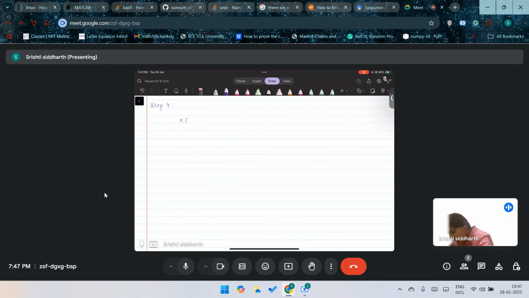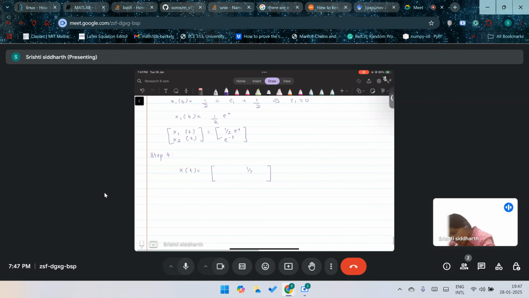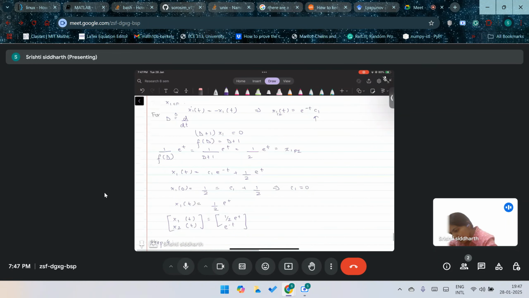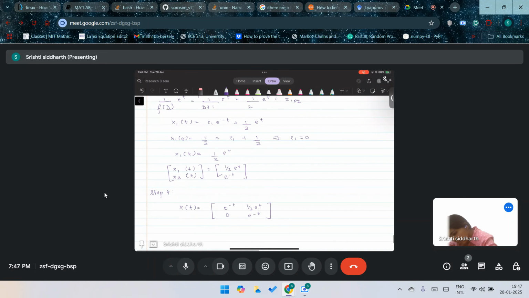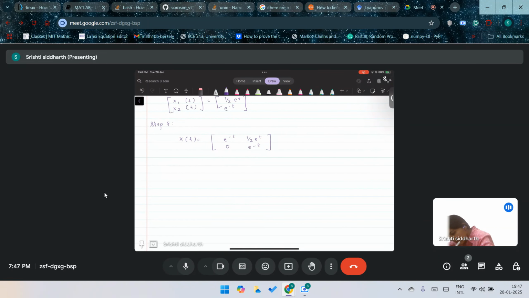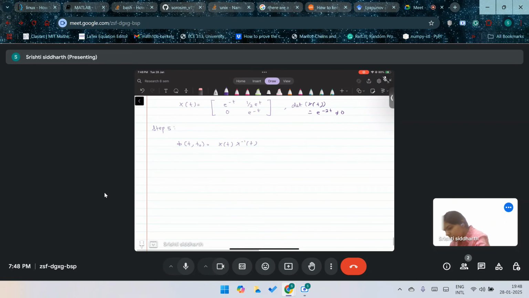So the fundamental matrix X(t) is half e to the power t, e to the power minus t, and e to the power minus t, 0. Now let's compute the state transition matrix phi at t comma t naught. This is X(t) times X inverse(t). So you can observe that the determinant of X(t) is e to the power minus 2t, which is non-zero. So we can take the inverse. So let's find this out.